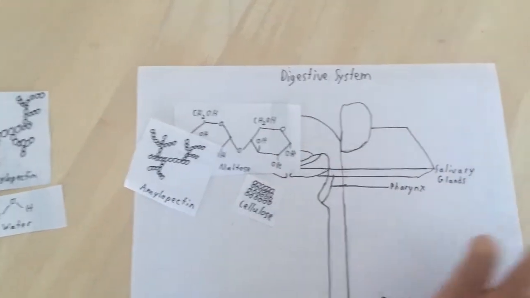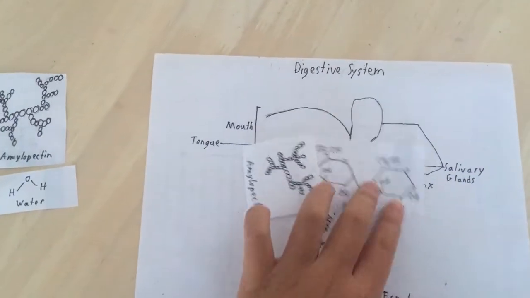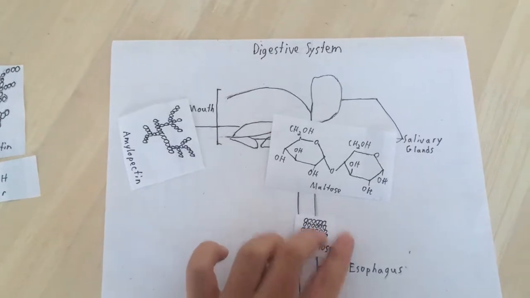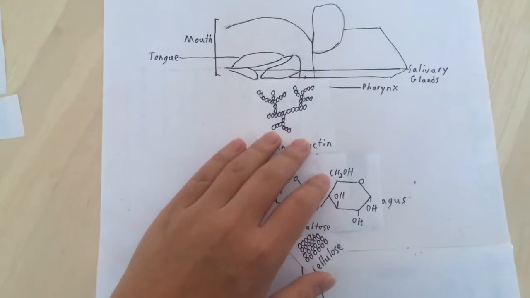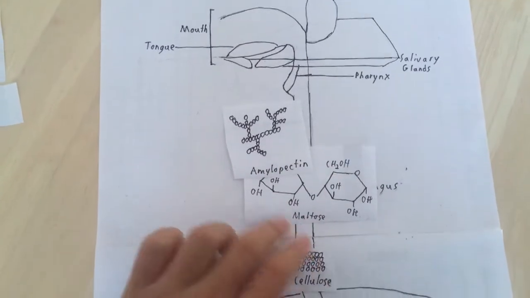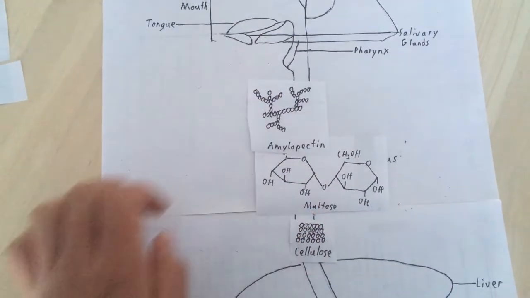The disaccharides and some remaining undigested polysaccharides enter the pharynx, which acts like a switch between the air we breathe and the food we consume, so things don't get into the wrong places.